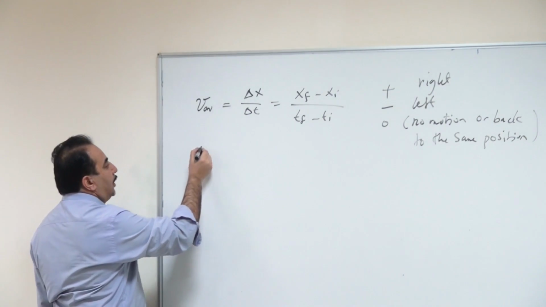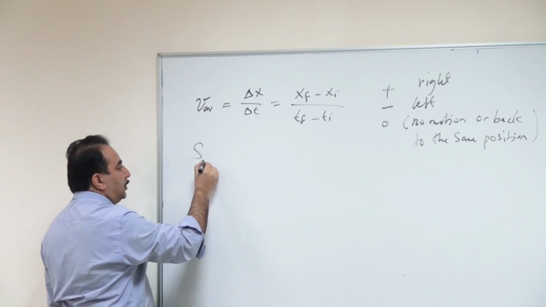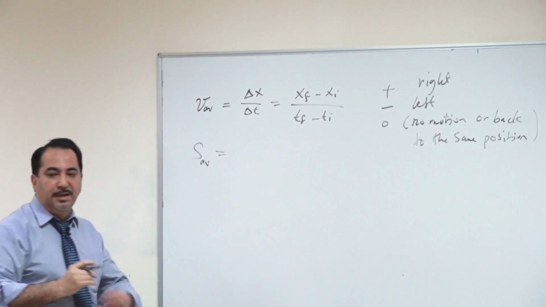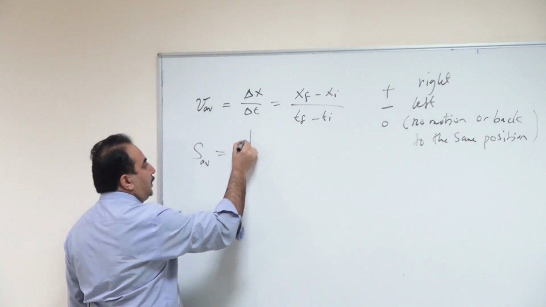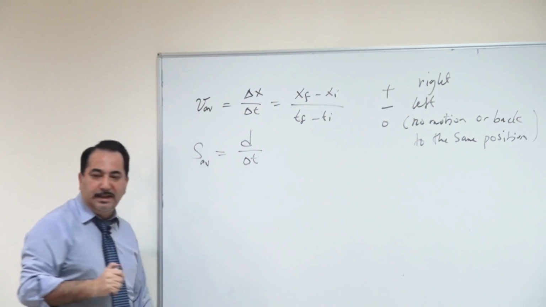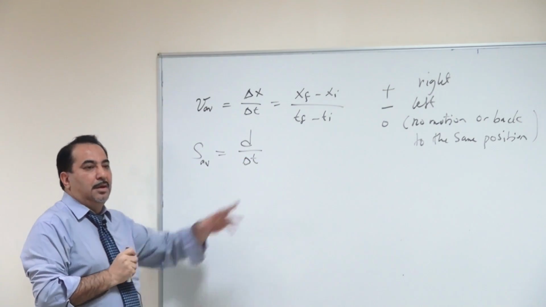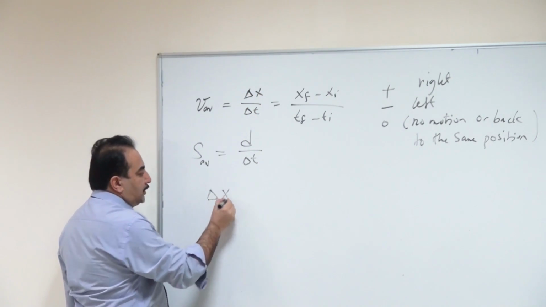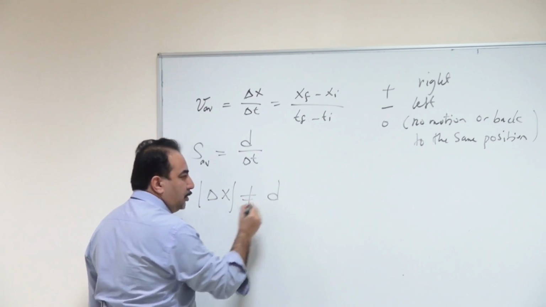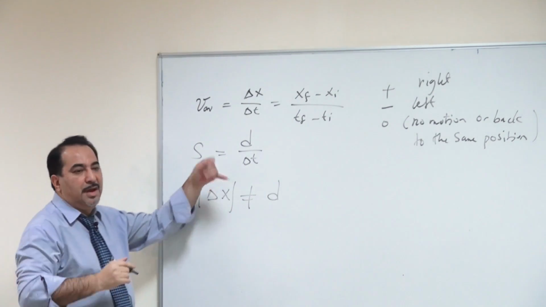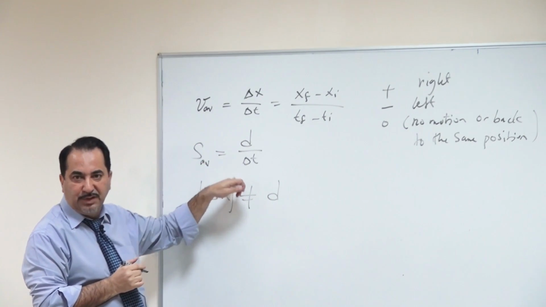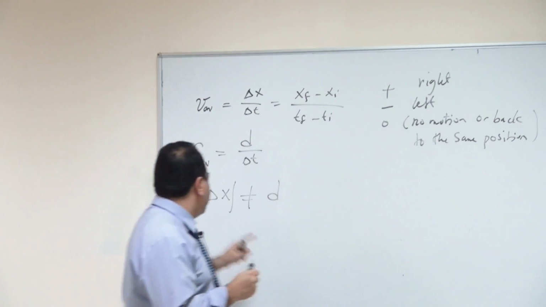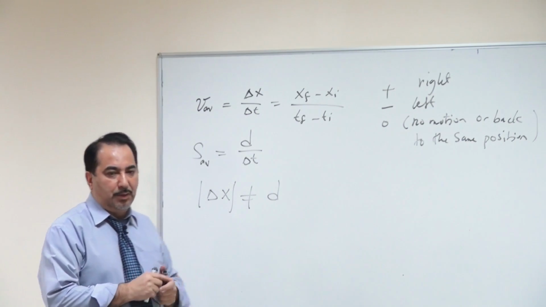Then we talked about average speed, S average. And we said average speed needs the distance, d, over the time taken. Delta t or t means the same thing. Distance, we said, is not equal to displacement. Because if they were equal, there would be no need for two equations, average speed and average velocity. So generally speaking, distance and displacement are not equal.